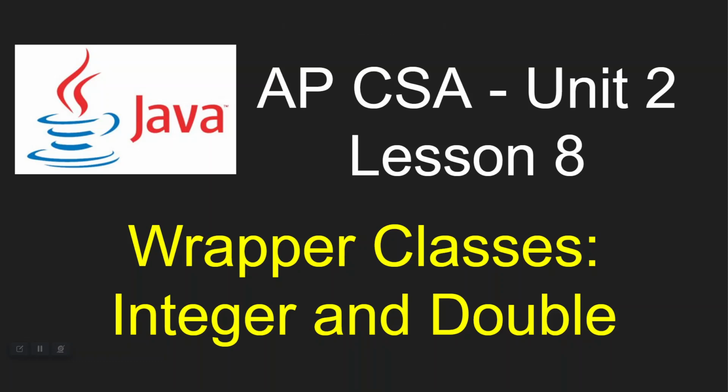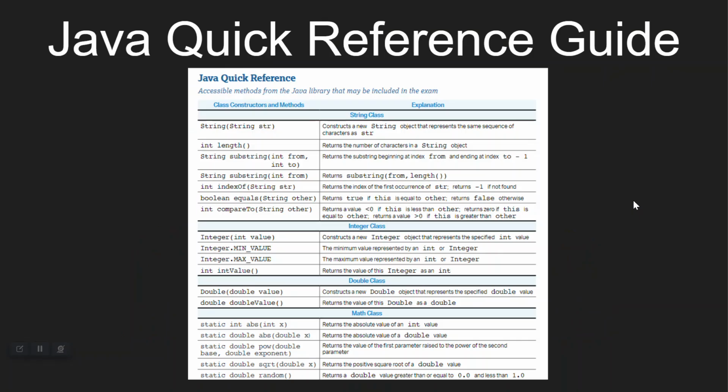Today we're going to talk about what are called wrapper classes. In particular, we're going to be looking at the Integer and the Double class. Before we proceed, now is a good time to make sure that you're all aware of the Java Quick Reference Guide. You will actually have a cheat sheet of sorts when you take your AP exam, and this will be included in your test.